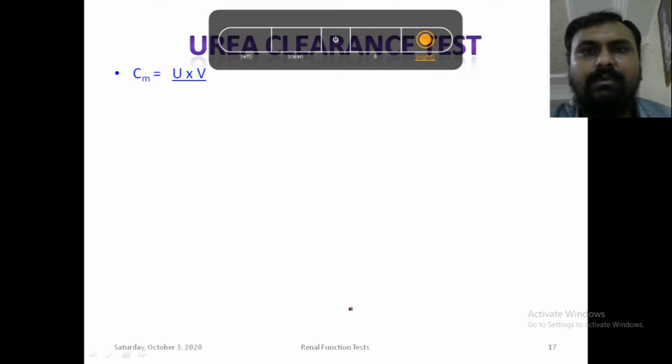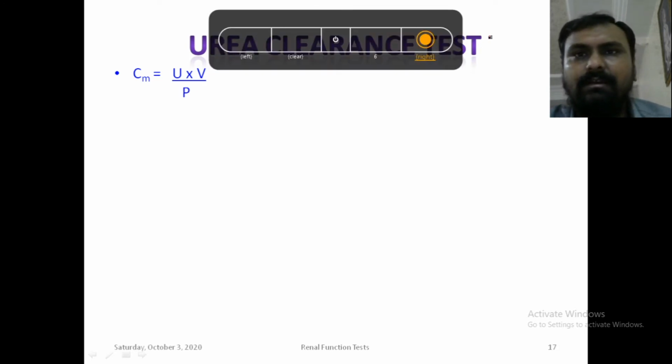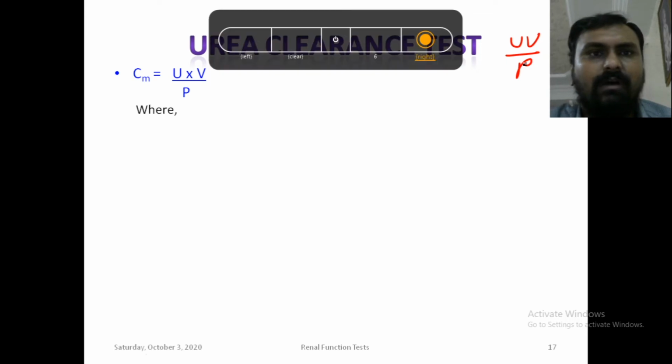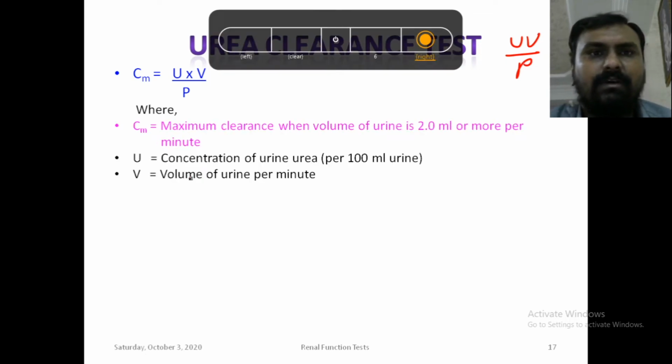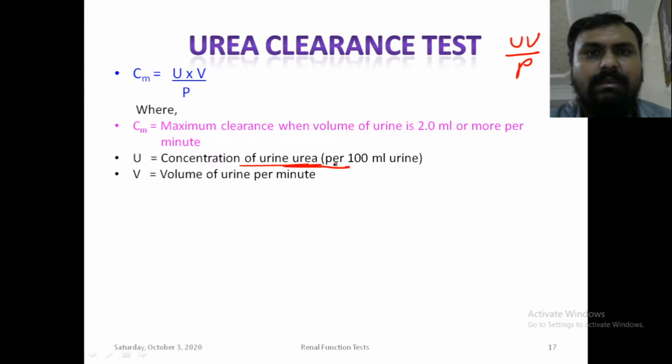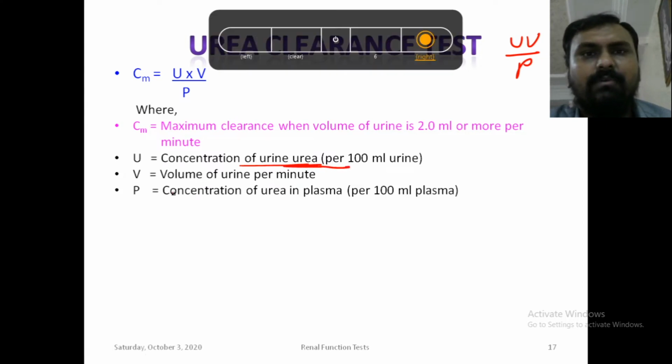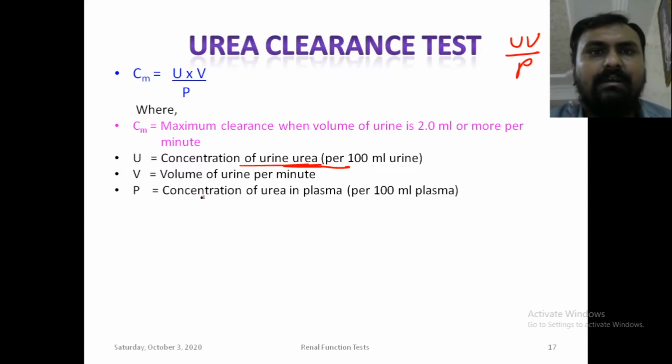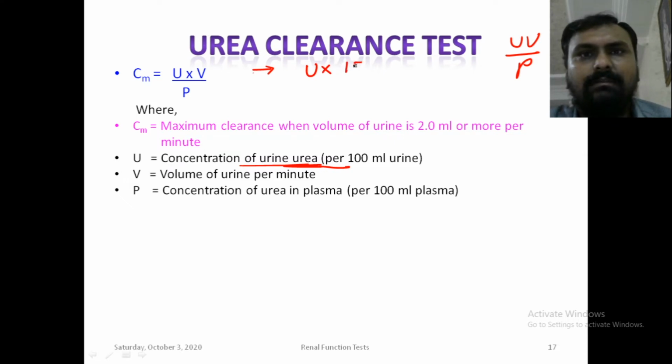So we'll see about the urea clearance test. Remember this formula: it is UV upon P. Now what is U? U is the concentration of urea in the urine per 100 ml of urine. V is the volume of urine per minute, and P is the concentration of urea in the plasma. So whatever the concentration of urea in the urine, that is our U. V is the volume of urine per minute. Normal urine output is around 1500 ml, and we divide it by the number of minutes per day, that is 24 into 60, which is 1440.